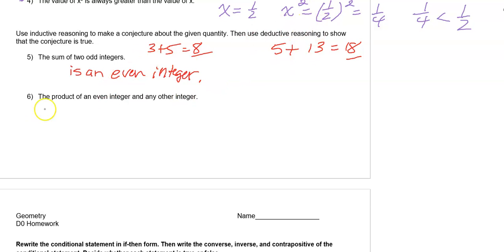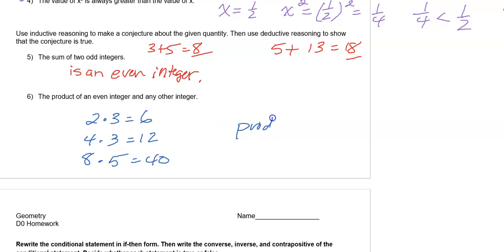And look at our next one. The product of an even integer and any other integer. Okay, so what's 2 times 3? 6. What's 4 times 3? 12. What's 8 times 5? 40. Okay, again, the product is even. And it's based off of what we can show and prove, so therefore that is what we're going to say. All right, now you guys can try your homework.